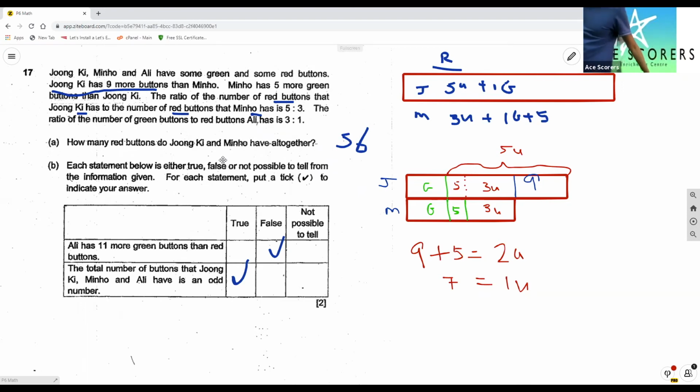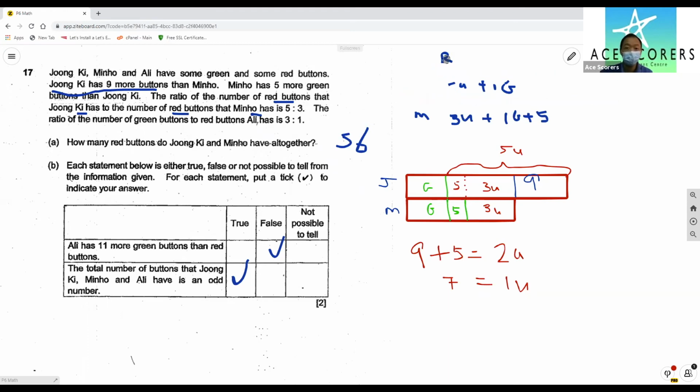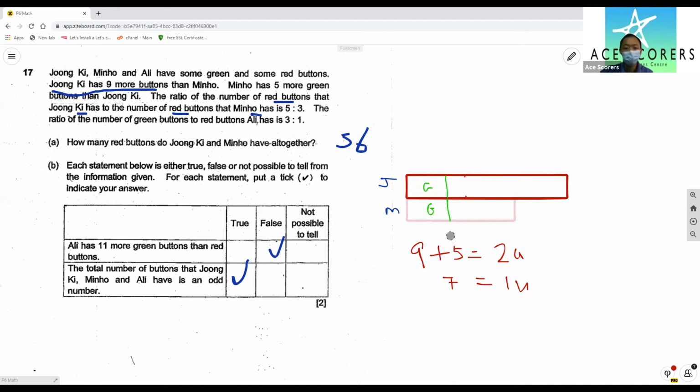MCQ. Junkie, Ming Ho, Ali has some green and some red. Redraw. Okay? Redraw everything. So we're doing the first question. Yeah, do MCQ. Junkie has 9 more than Ming Ho.